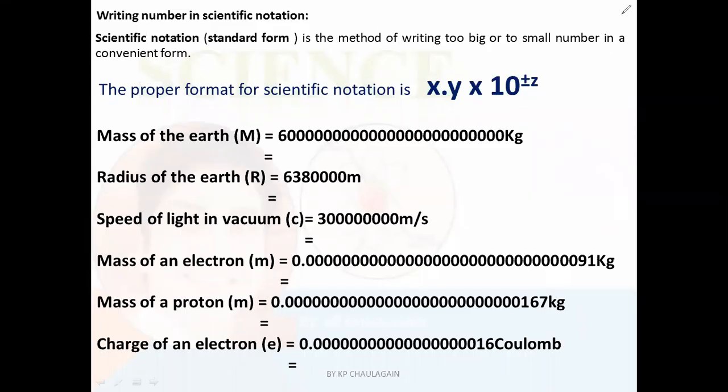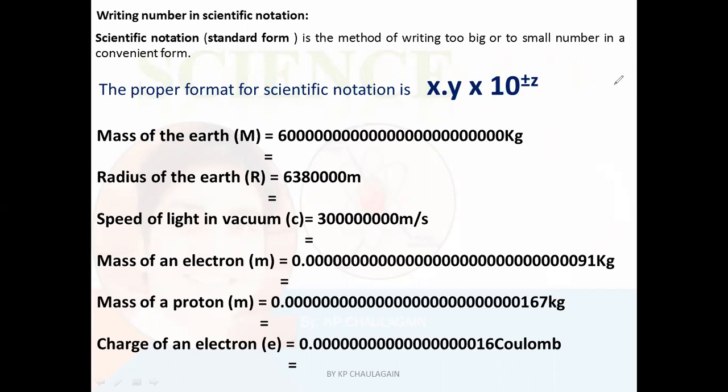Namaskar. In this video, I am going to explain the method to write numbers in scientific notation. In science and engineering, sometimes we have to deal with very large numbers and sometimes with very small numbers. Those numbers cannot be written in the same form, or if they are, it makes it difficult to write them and to carry out calculations. Therefore, we have to write numbers in a standard form.